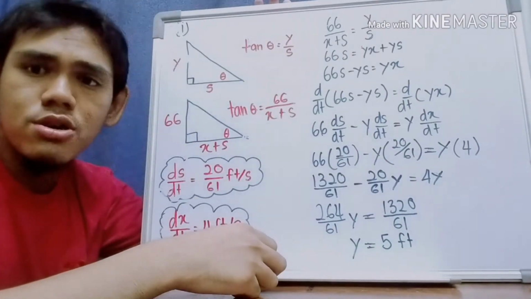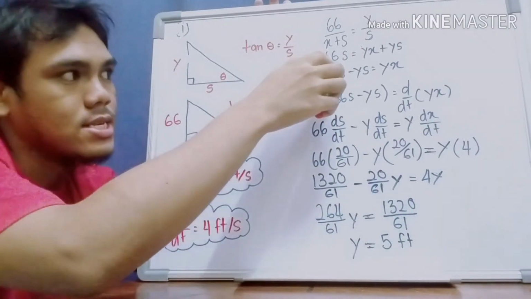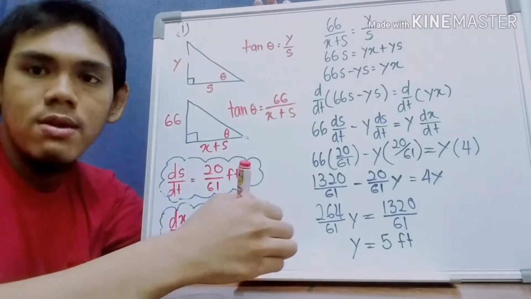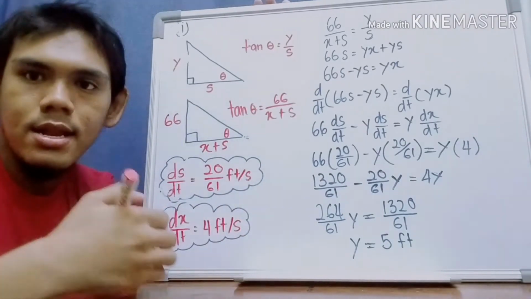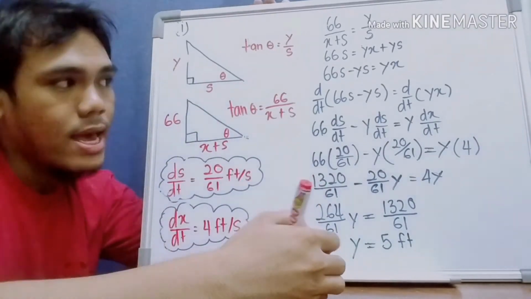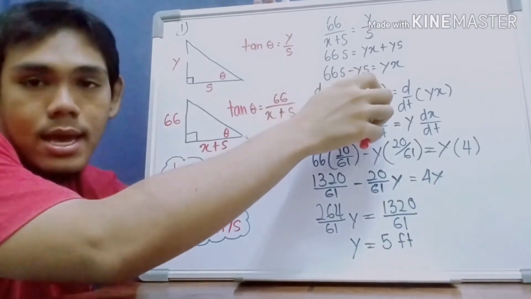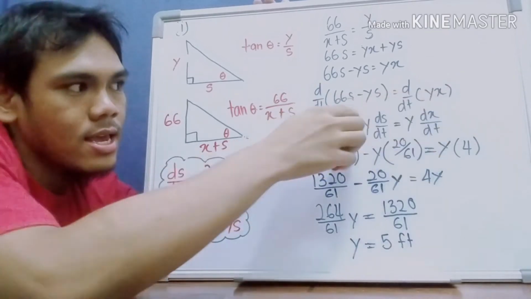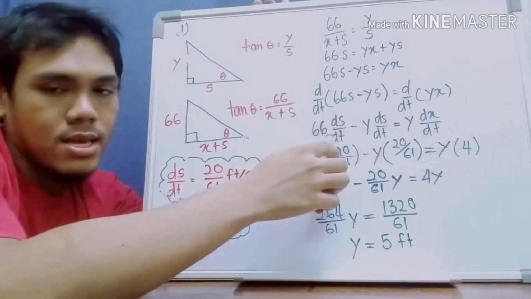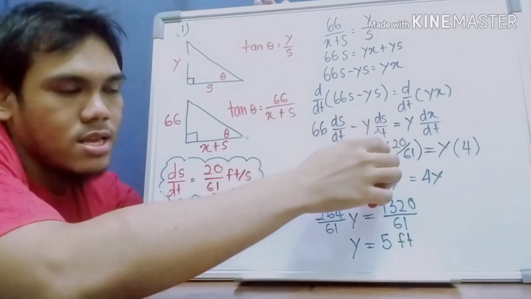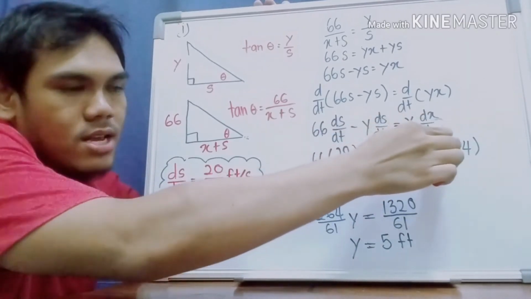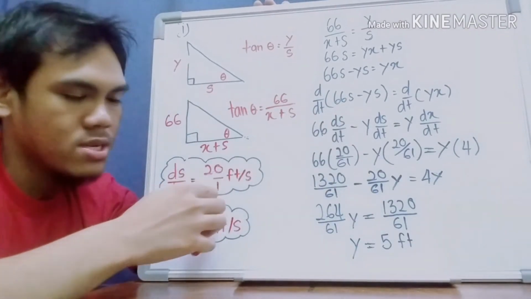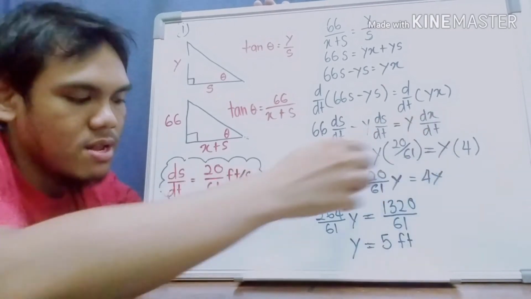Then we do the cross multiplication and we get 66s equal to yx plus ys. Then we put the same terms on one side and the other terms on the other side. So we get 66s minus ys equal to yx. Then we differentiate both sides and we get 66 ds over dt minus y ds over dt equal to y dx over dt. Then we substitute the value of ds over dt with 20 over 61 and the value of dx over dt with 4.